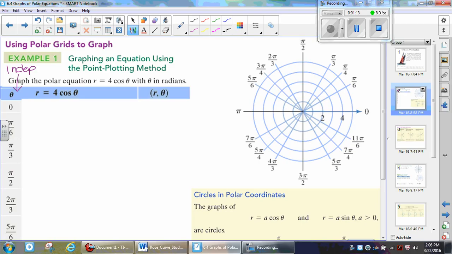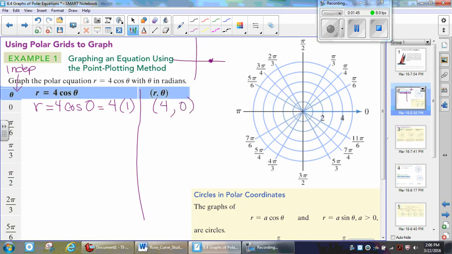And so now the dependent one will be r. So in this case, r is equal to 4 times the cosine of 0 radians. And so what is the cosine of 0? What is the x-coordinate there? 1. So this is actually 4 times 1. So the point that we need is, for r is 4, and for theta is 0.